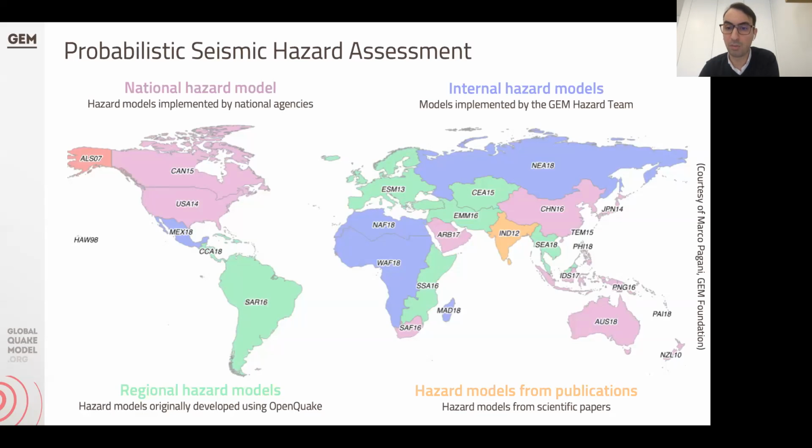Others were part of regional models, like, for example, the SHARE model for Europe, which is now being replaced by the SETA model. And some models, for example, for India, were taken from the literature or part of regional programs. I will talk obviously a little bit more about seismic hazard, about how this model ended up in the end.